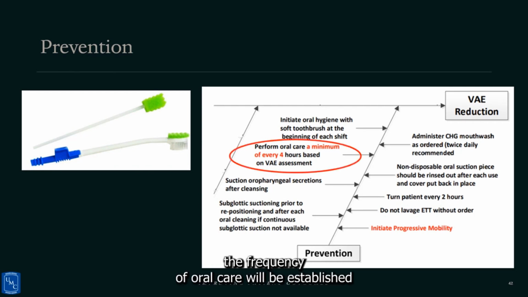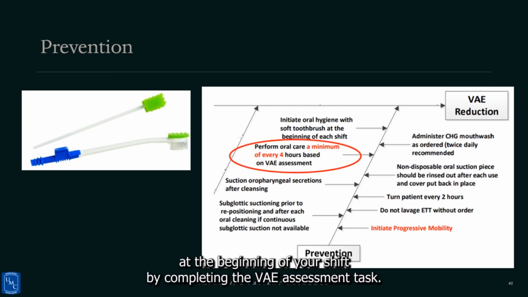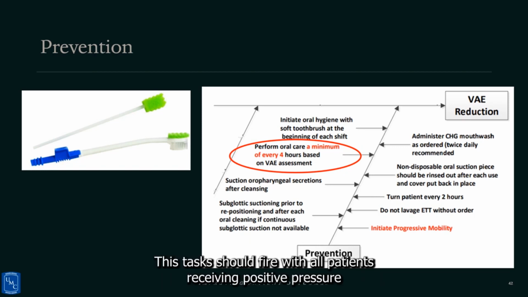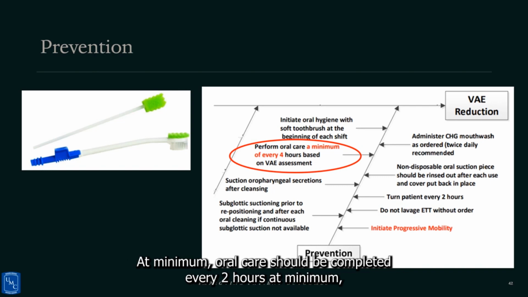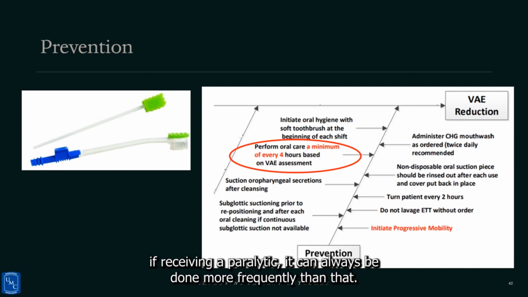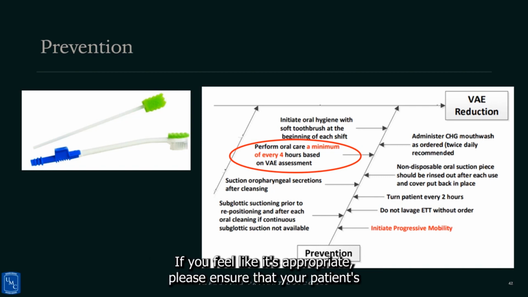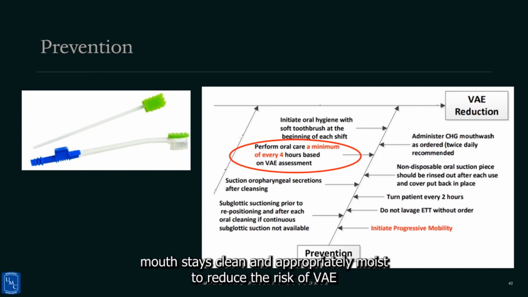The frequency of oral care will be established at the beginning of your shift by completing the VAE assessment task. This task should fire with all patients receiving positive pressure ventilation and will instruct nurses to complete oral care every 4 hours at minimum. Oral care should be completed every 2 hours at minimum if receiving a paralytic and can always be done more frequently than that if you feel like it's appropriate. Please assure that your patient's mouth stays clean and appropriately moist to reduce the risk of VAE.